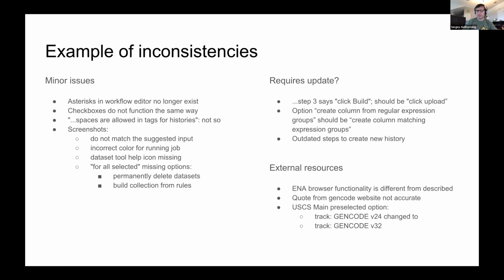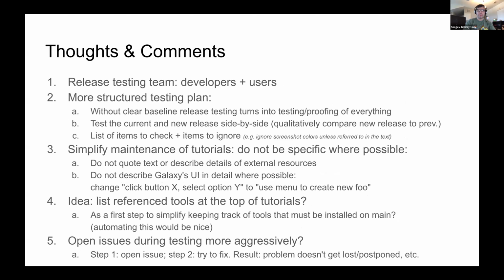And external resources. Again, an example, a quote from GeneCode website is no longer accurate, and that's understandable. I believe, again, our Galaxy 101 tutorial quotes what's listed on the GeneCode website. Well, it's not so anymore. UCSC main pre-selects V32 instead of V24, these kind of details. So the following are thoughts and comments.